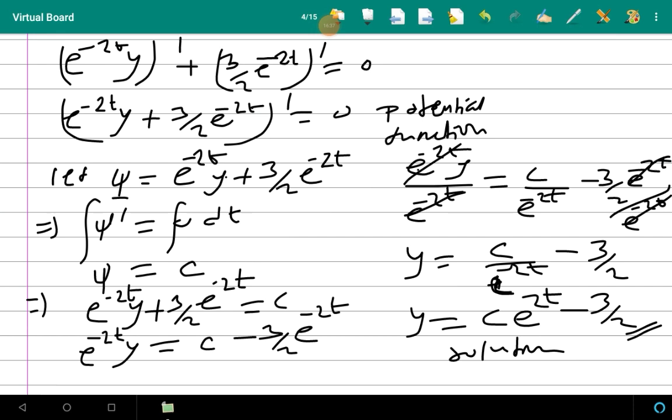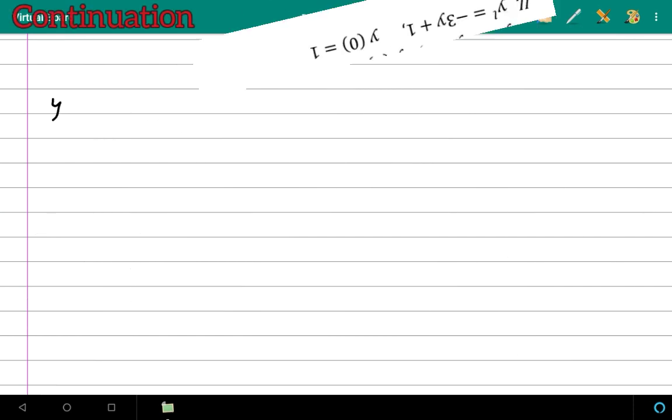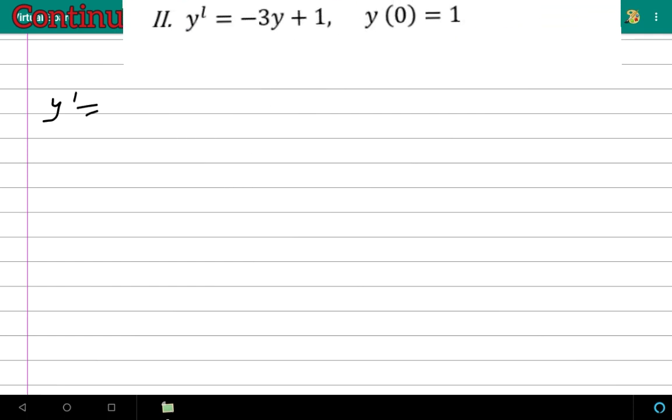The next example is that y prime equals negative 3y plus 1, where y of 0 is equal to 1. So when they give you the value of t and y, we call it the initial value problem. So they have given us an initial value problem, and then you use the integrating factor method to solve it.